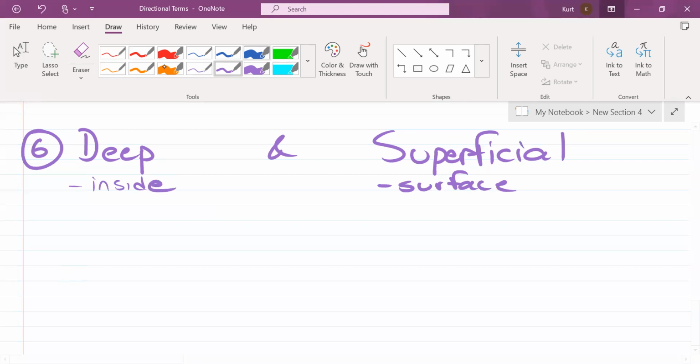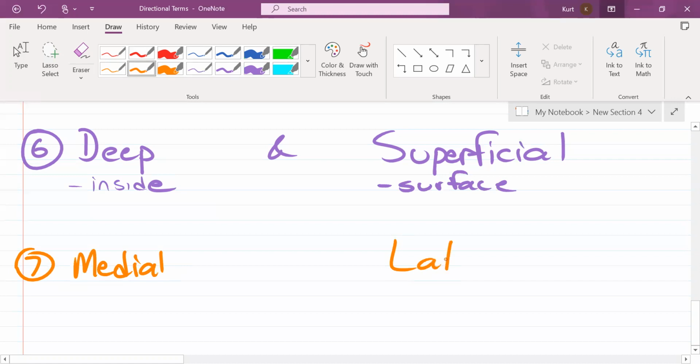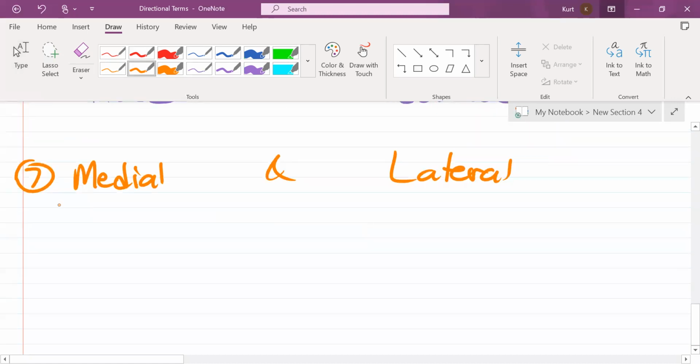All right, and finally, number 7. We have medial and we have lateral. Medial is towards the midline of the body. If you were to put a dotted line right down the middle of your body, let's call that the median. Towards that line is going to be medial.